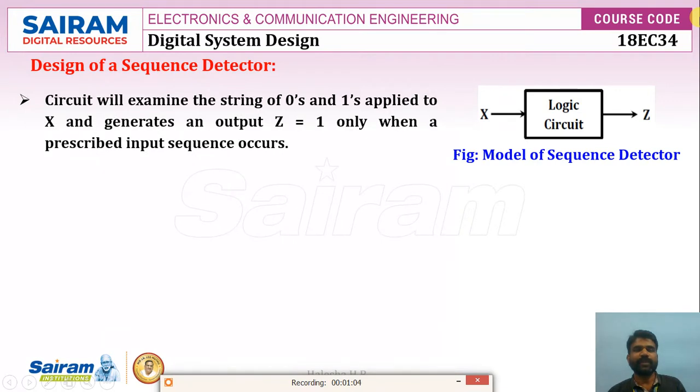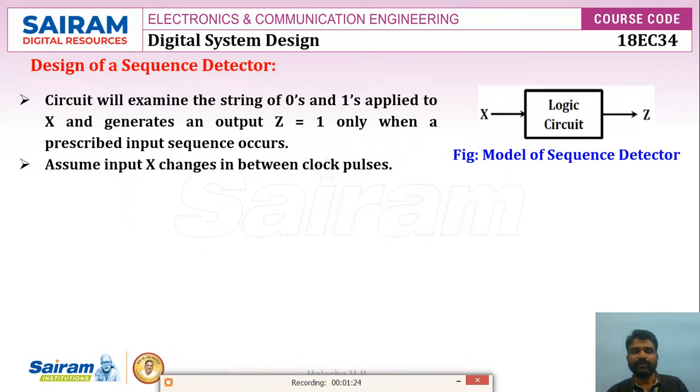That means the circuit will examine the string of zeros and ones applied to X and generate output Z only when the prescribed input sequence occurs. So it is called a sequence detector, the circuit which detects the prescribed sequence and then makes output 1. Here assume input X changes in between the clock pulses. That means change in input is synchronized with the clock pulses, since we are going to design a sequential circuit.